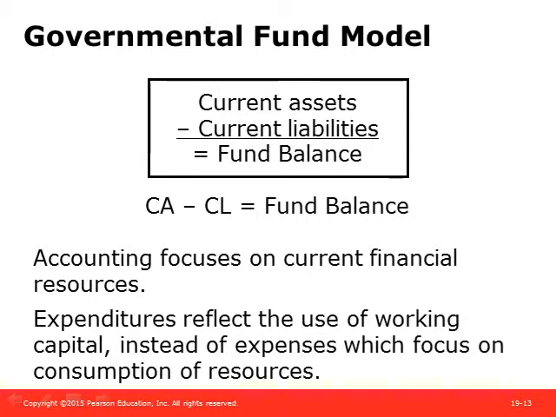Accounting for general governmental activities differs from the accounting for business type activities. Governmental funds in their purest and simplest forms are essentially working capital entities. The simplified accounting equation for a governmental fund is current assets minus current liabilities equal fund balance. The measurement focus of governmental funds is current financial resources.